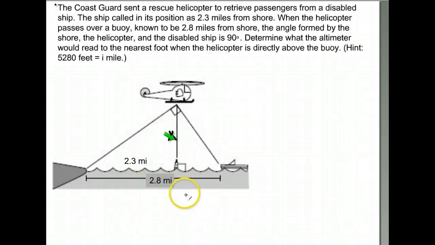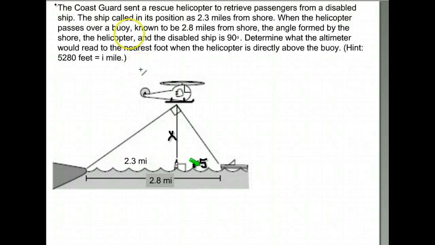Is there anything else that I can fill in? Well, I know this distance is 2.3. The whole thing is 2.8. So what would be the distance from here to the boat? We can just use subtraction to find that. Like I said, before I pull everything apart, I want to find that distance. Good, it's 0.5. So we just took 2.8 minus 2.3. We found this would have to be 0.5 miles.